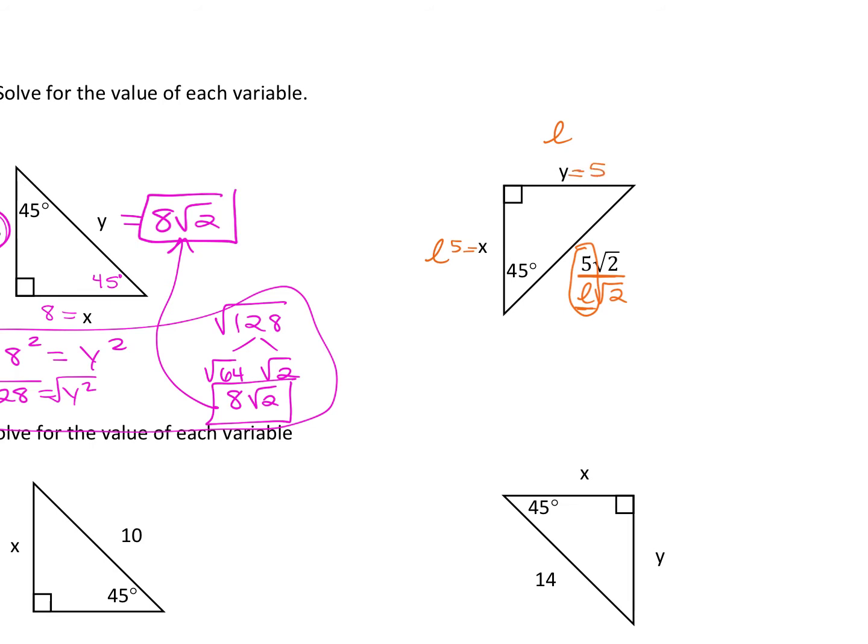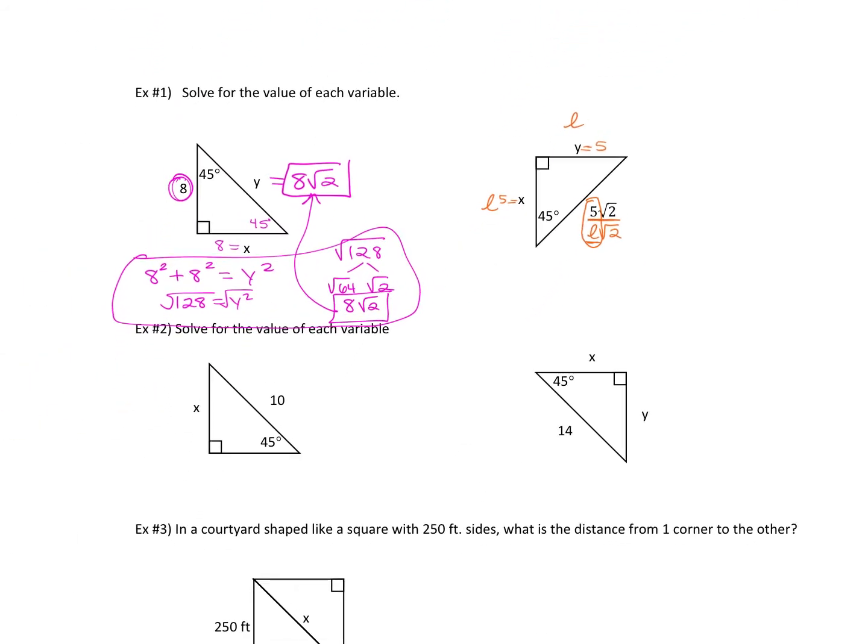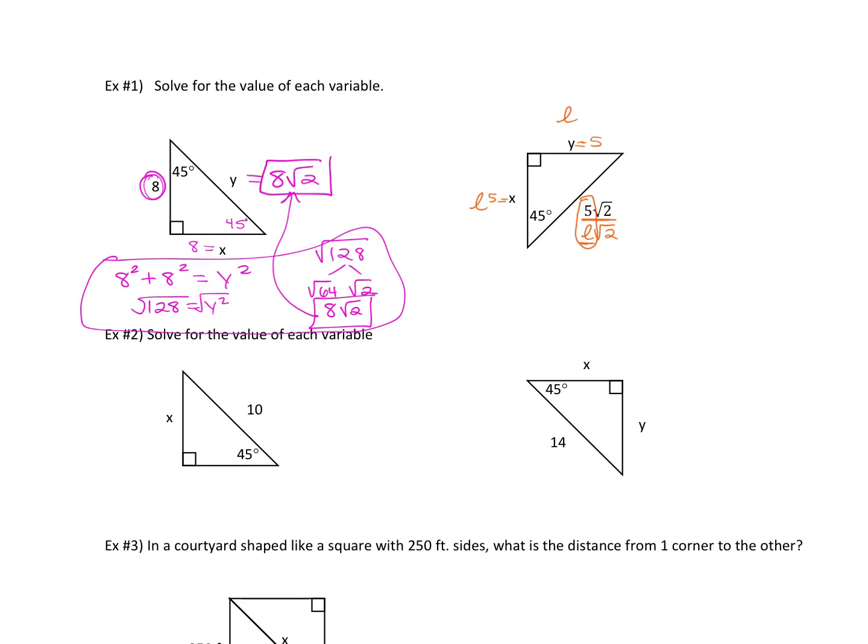Isn't that so much nicer than having to go X squared plus Y squared equals 5 rad 2 and then go, oh, I know they're the same, so X squared plus X squared equals 5 rad 2, and then solve for that? It's a pain in the butt, right? We don't want the pain. We want the easy route. Yeah, so X is 5, Y is 5. Okay, so those are the problems where you can look at it and see the answer.